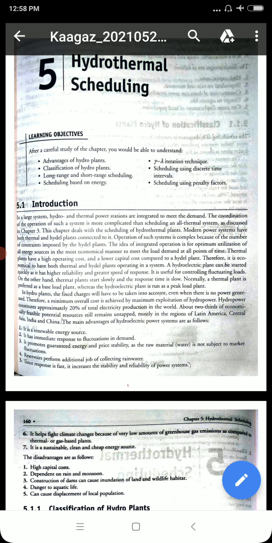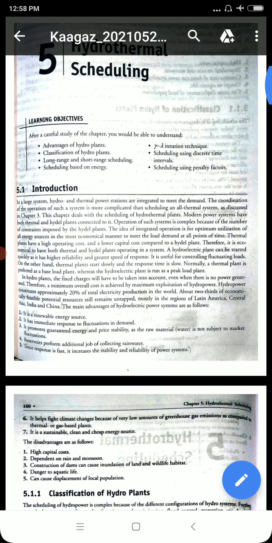In hydel plants, the fixed charges have to be taken into account even when there is no power generated. Therefore, a minimum overall cost is achieved by maximum exploitation of hydropower. Hydropower constitutes approximately 20% of the total electricity production of the world.